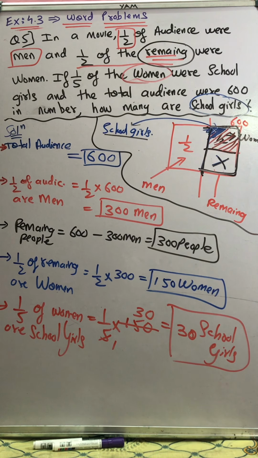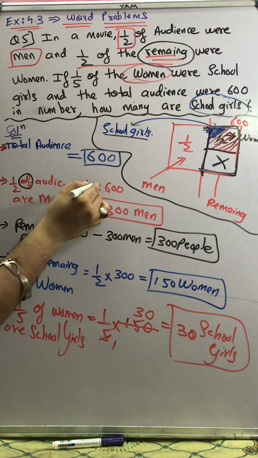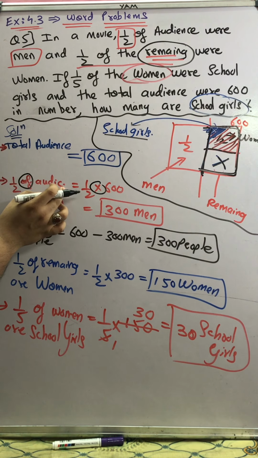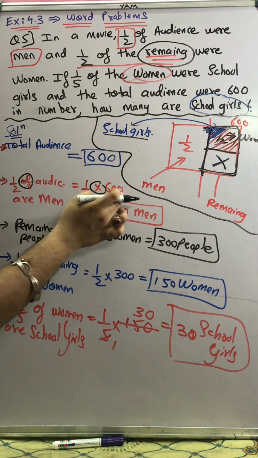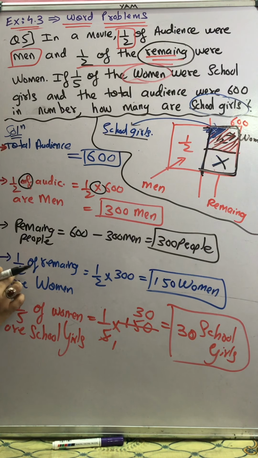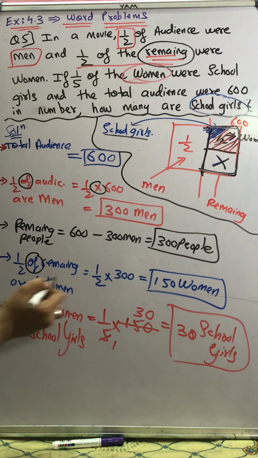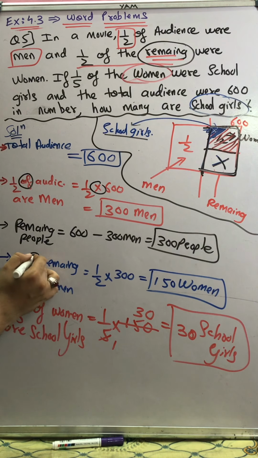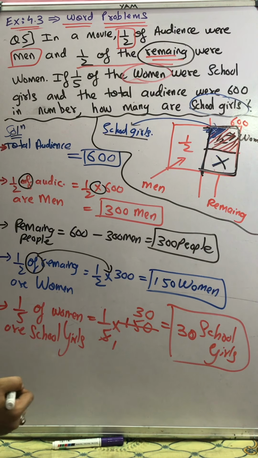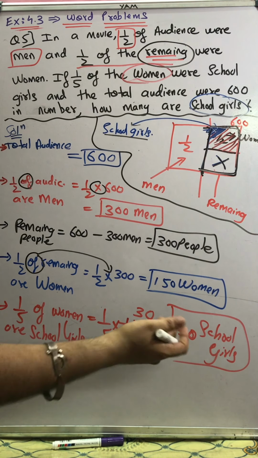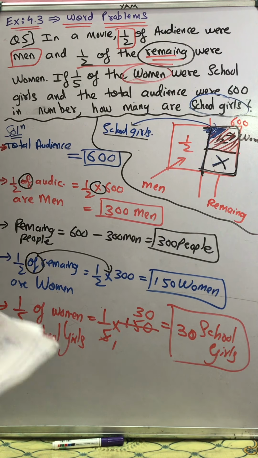And everywhere one thing is noticeable, that wherever we have "of" it means multiply. Half of audience are men, so half multiplied by 600. Half of remaining were 300, so "of" means multiply. So this is the answer we have to write in the statement: number of schoolgirls is equal to 30. Pause the video, it's very important, students.